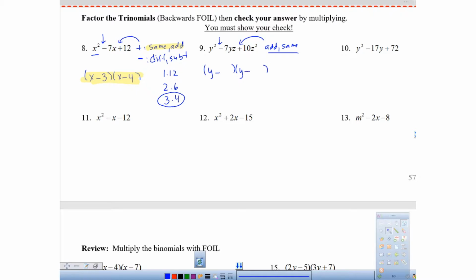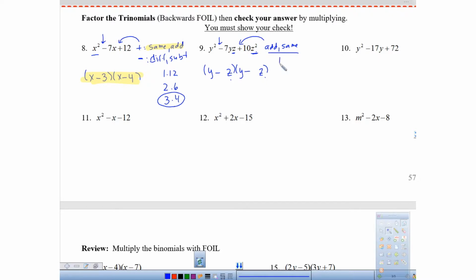Now this one's a little bit tougher because we've got that z squared and then a z here. Don't let that freak you out, guys. All you have to do is just put a z here and here. Because then when you do L on FOIL, you would go z times z is z squared. So it would totally work out.